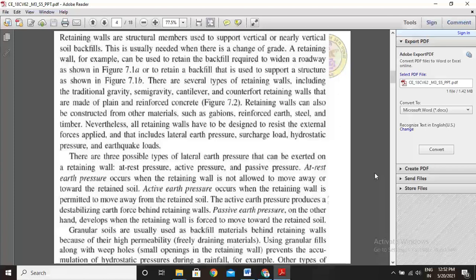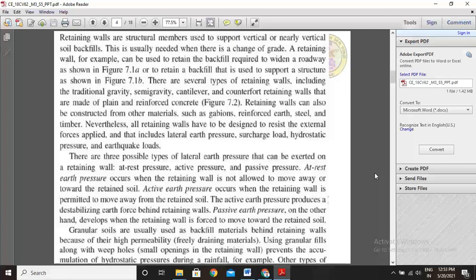At rest earth pressure occurs when the retaining wall is not allowed to move away from or towards the retained soil. It's a very clear definition. Pressure at rest occurs when the retaining wall is not allowed to move away from or towards the retained soil, that is the backfill soil, and it is called earth pressure at rest or at rest earth pressure.